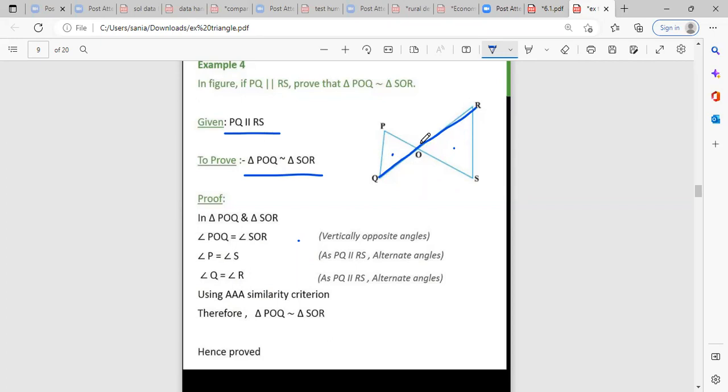triangle this, first of all, this angle and this angle are equal, vertically opposite angles. And this angle is equal to this angle, alternate interior angles. And this angle is equal to this angle, alternate interior angles. Why? Because PQ and RS are parallel. So if this is parallel, this will be the transversal, and also this will be the transversal. So using the AA similarity criterion, this triangle is similar to this triangle, hence proved.